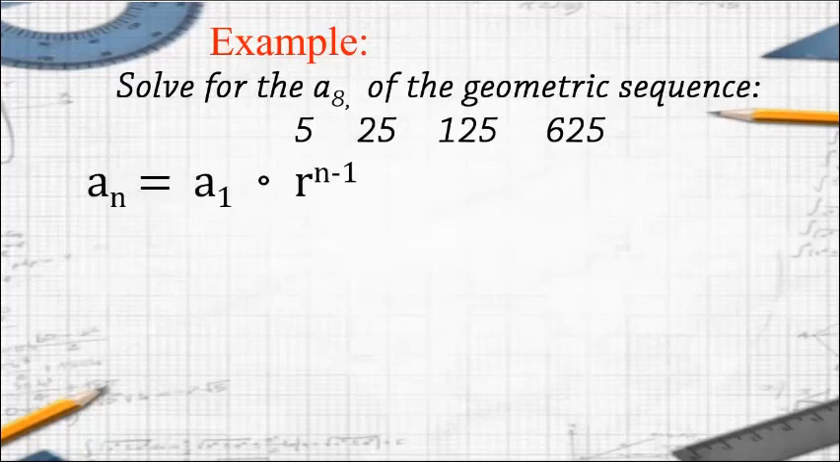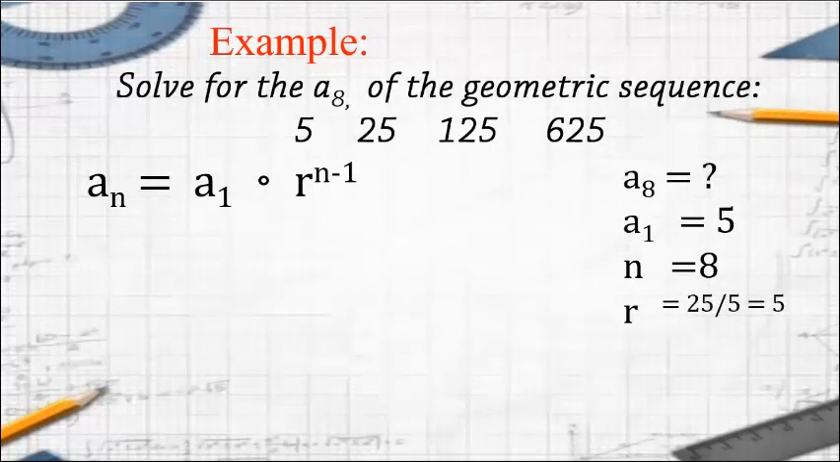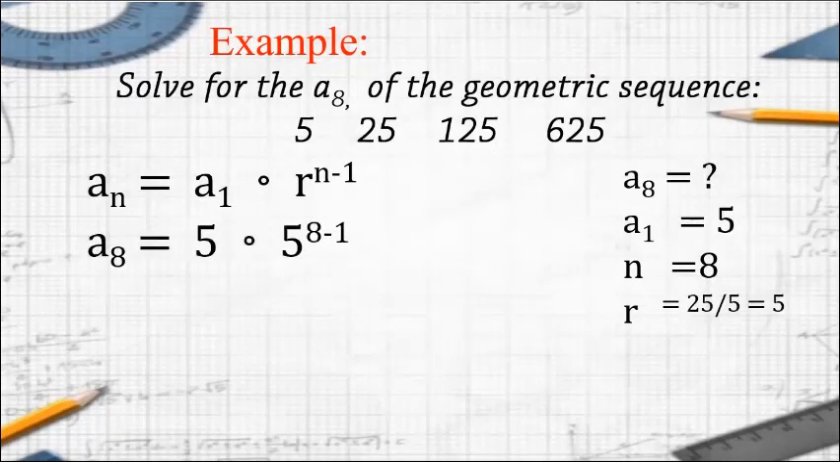So we are still using the second formula, which is a sub n is equal to a sub 1 multiplied by r raised to n minus 1. Let us know our given. A sub 8 is the unknown. A sub 1 is equal to 5, n is equal to 8, and r is equal to 5. Let's substitute all these values in our formula. We will have a sub 8 is equal to 5 multiplied by 5 raised to 8 minus 1.